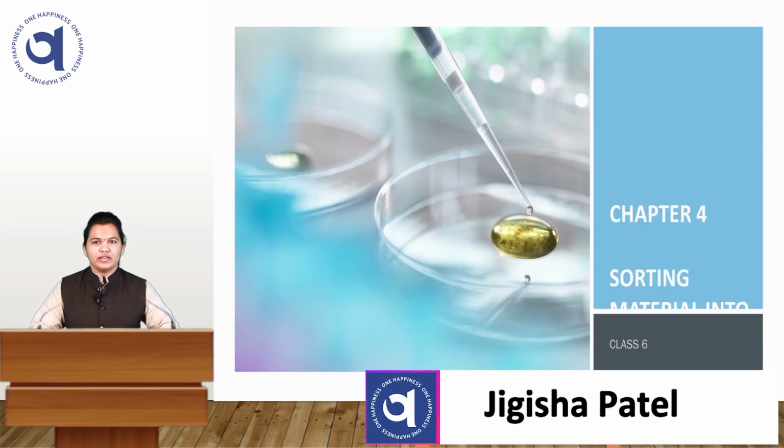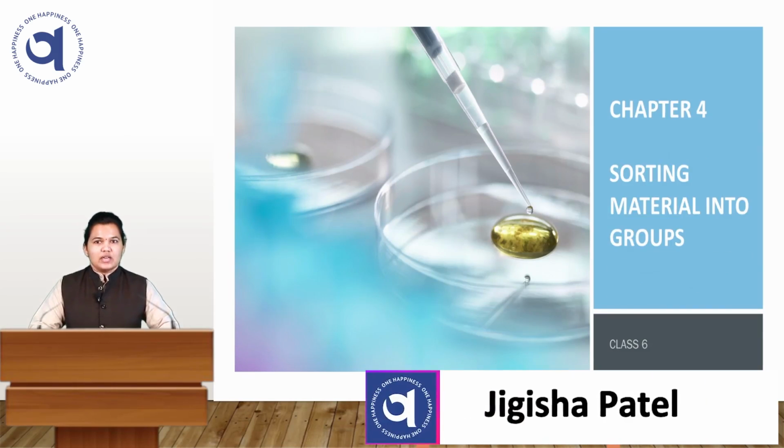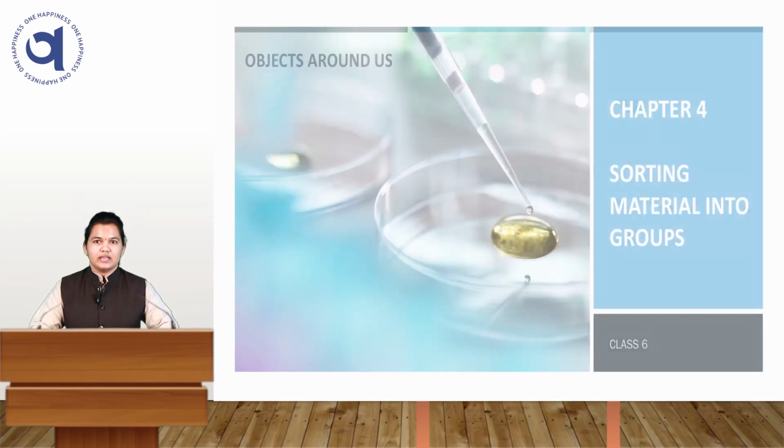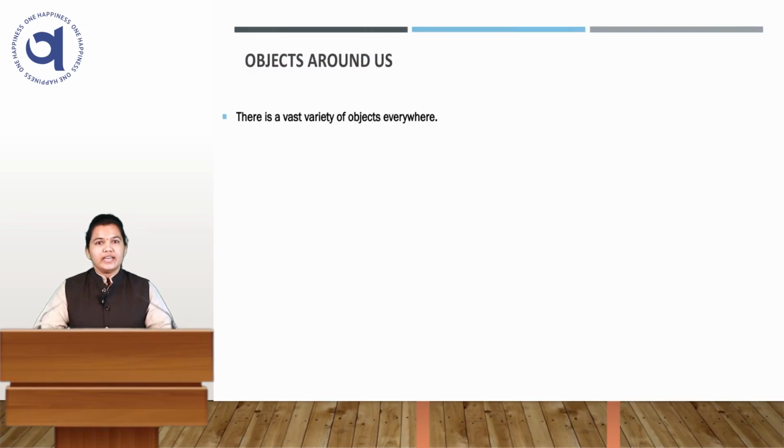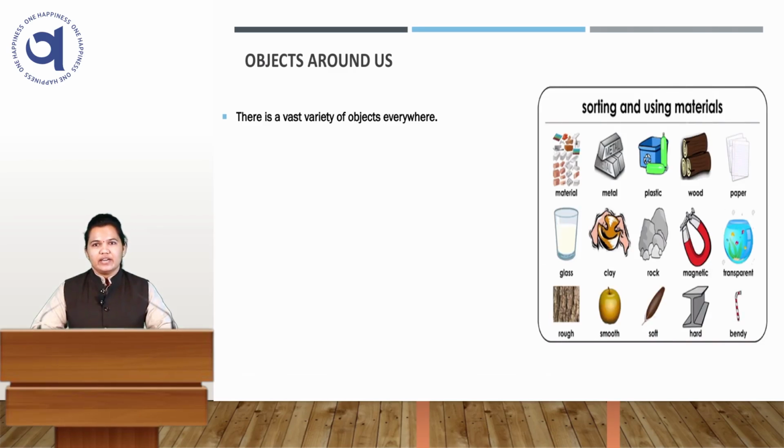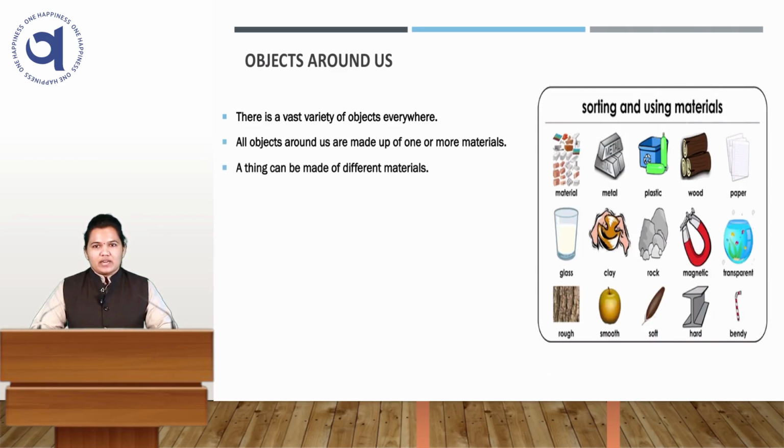Today we are going to learn chapter 4, sorting materials into groups. It's in standard 6. Now, what are objects? Objects around us, what we call objects. There is a vast variety of objects everywhere. We can see here many objects around us.